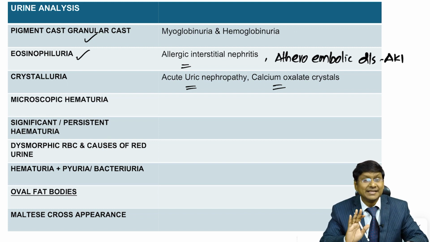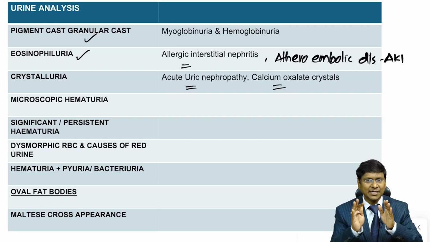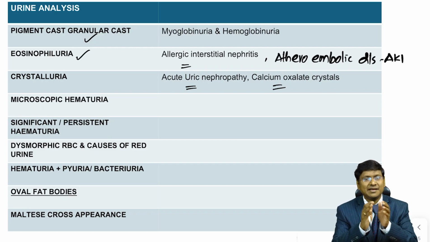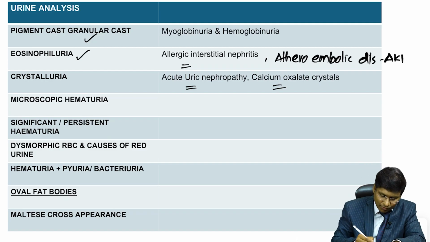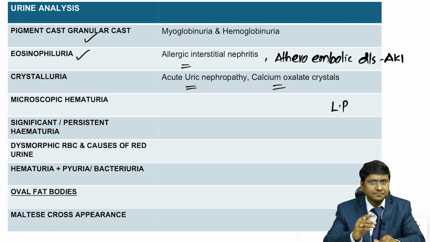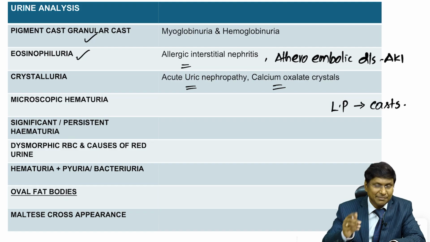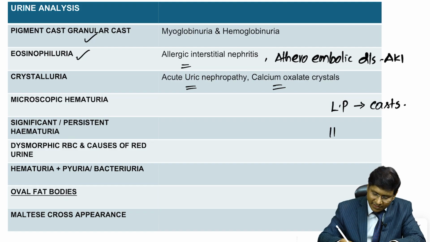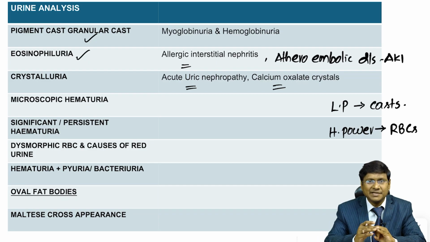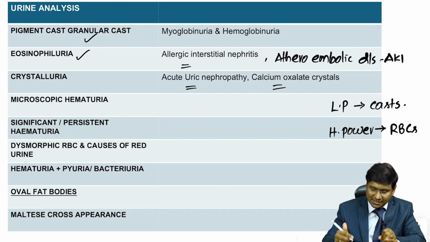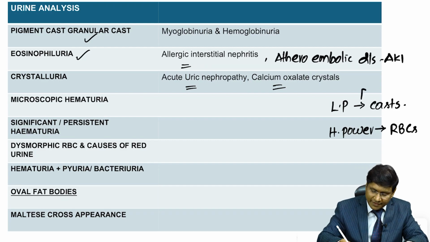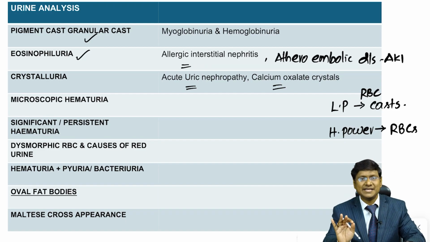So this is about the casts. The next important part of the discussion is about the RBC. Now, the RBCs within the urine sample can be in two forms. One is individual RBCs, or there can be presence of RBC casts. Now, low power field microscopy is useful for examining the casts. Whereas the high power field microscopy is useful for detecting the RBCs, WBCs, as well as bacteria. That is the high power field. Whereas low power field is for detecting the presence of RBC casts.